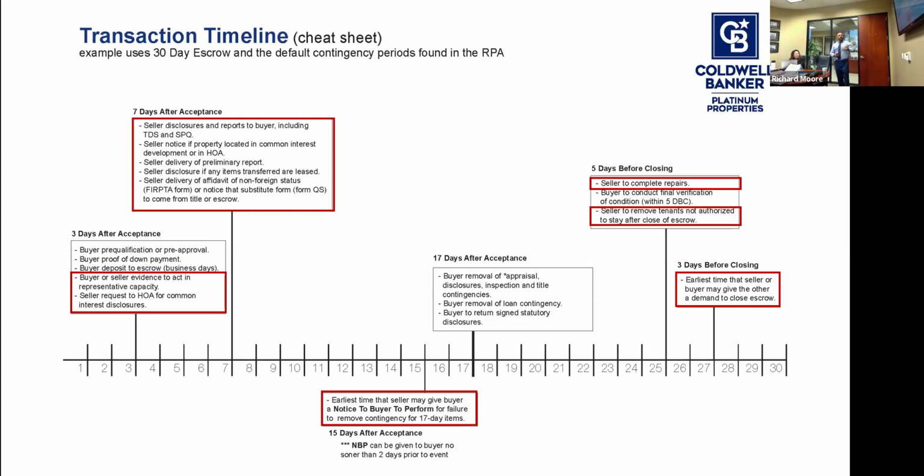Okay, so let's say you have 3 days to wire the deposit to escrow. Let's say you accept an offer today, tomorrow would be day 1, Saturday would be day 2, Sunday would be day 3. Escrow is closed on Sunday, so that would carry over to the next business day, day 4. There are certain things that have to be done on business days. Everything else is calendar days, and the deposit is one of them.